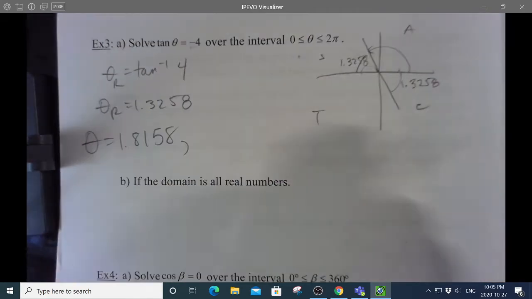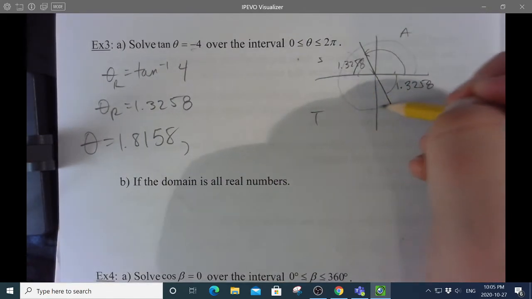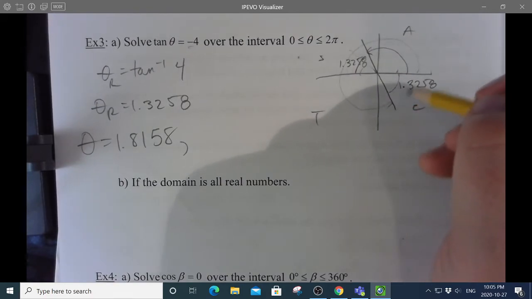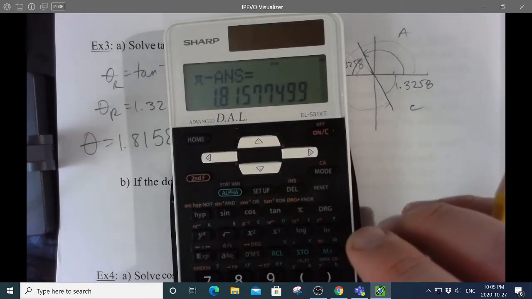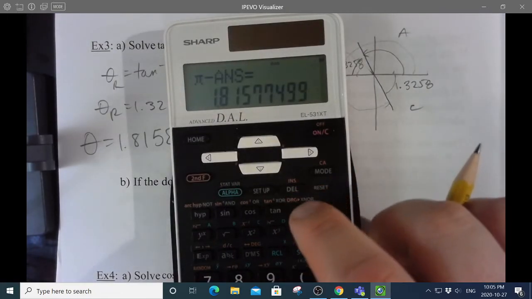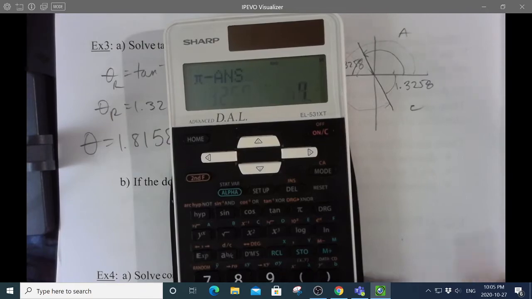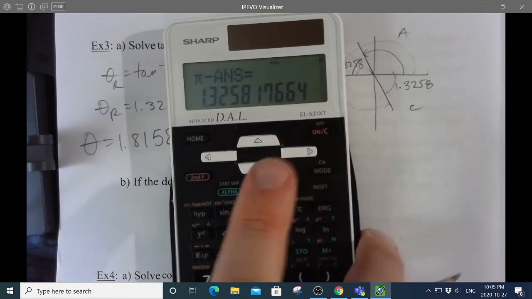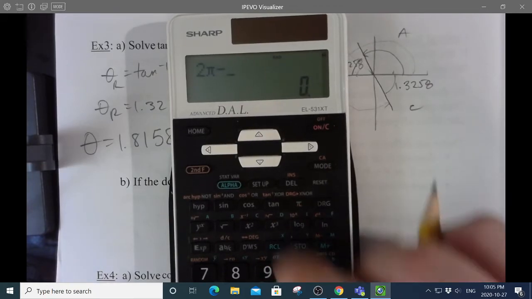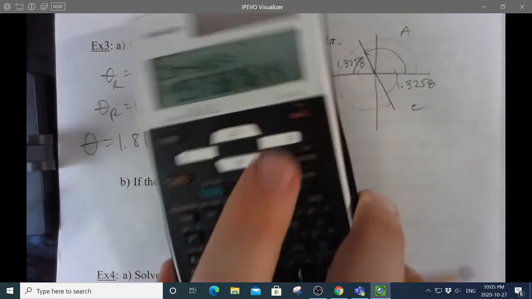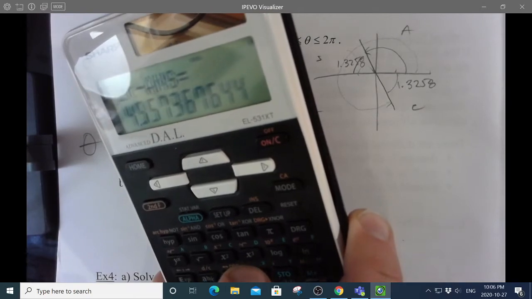And the other answer would be if I started here and went all the way to there, and that would be 2 pi minus the number I had. So I'm going to go back and get the number I had again. So I'm going to take pi minus that answer. There we go. There's the 1.32 I started with. And now I want 2 pi minus that answer. So 2 pi minus that answer. And that's 4.9574.